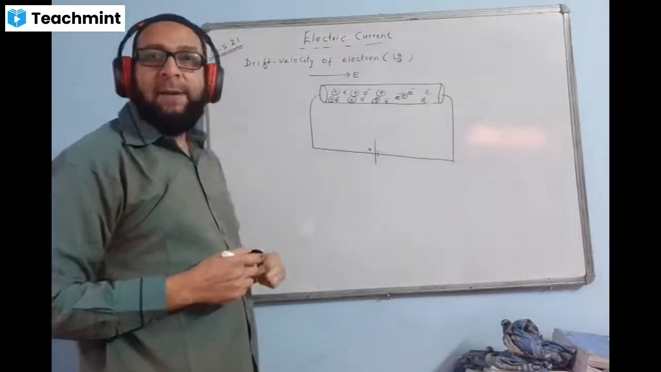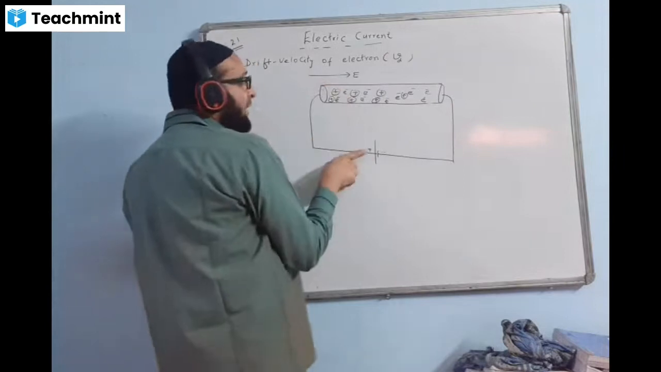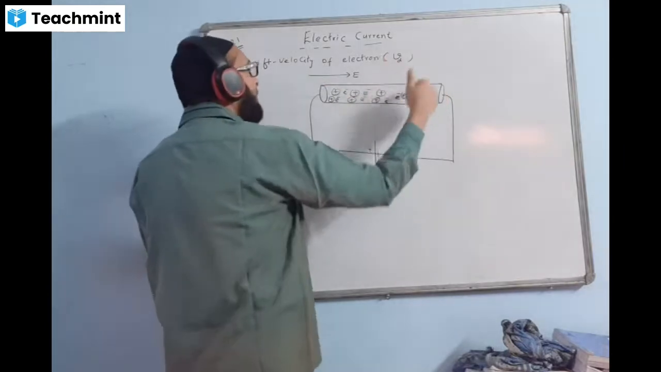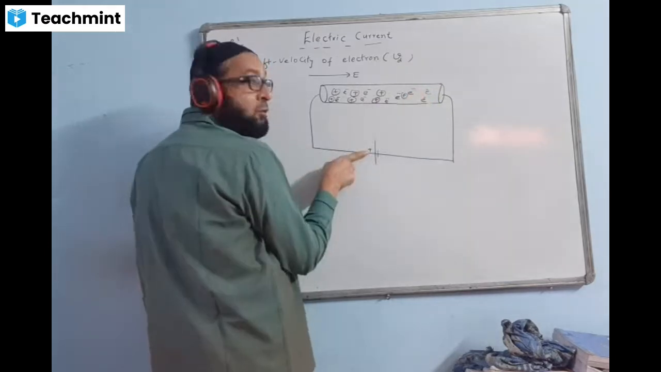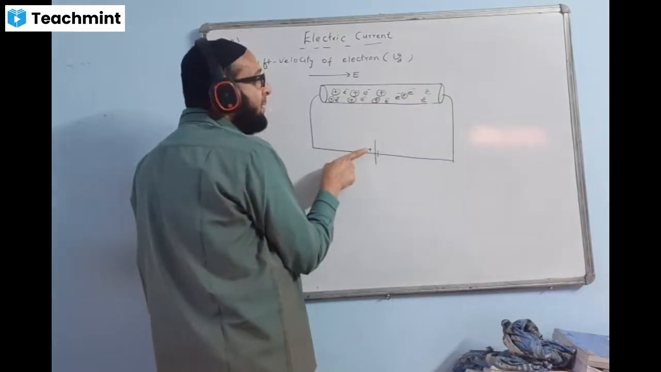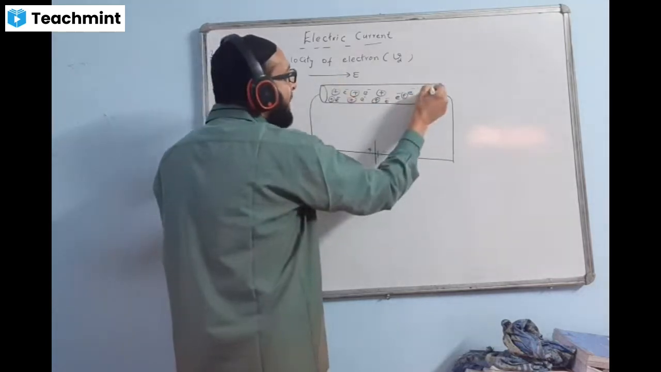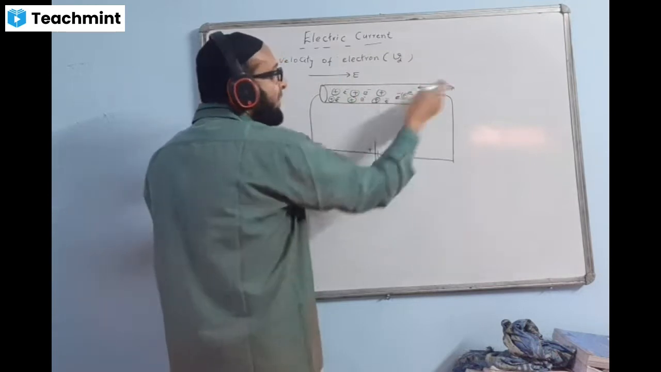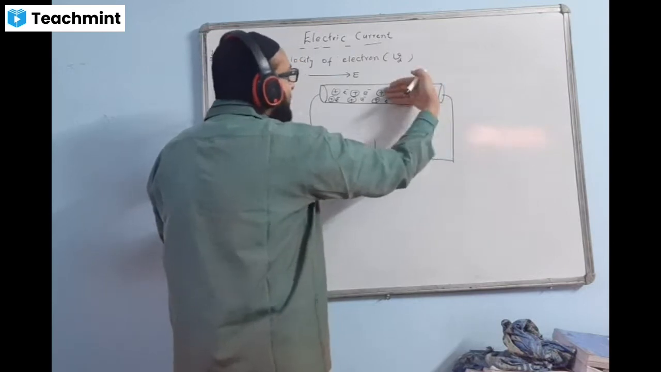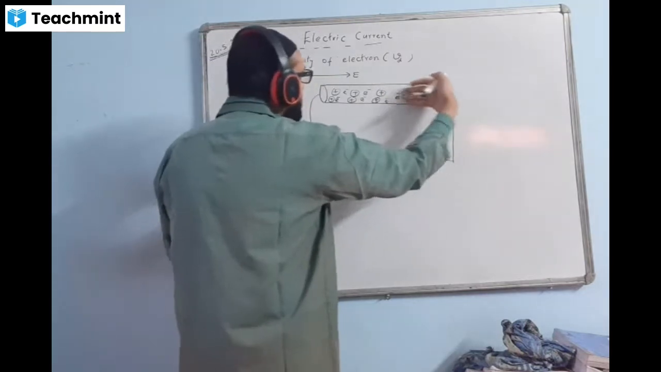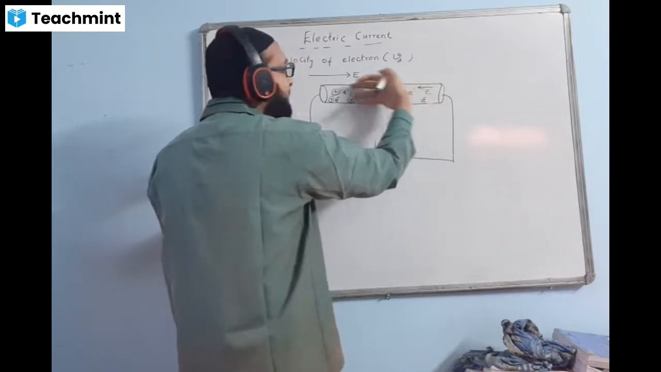But when we apply the electric field, what happens? These electrons will start moving, because the positive terminal will be attracting the electrons in this direction. The electrons will experience a force towards the positive terminal, that means in the direction opposite to the electric field. Electrons will start moving in this direction, but they will collide, bounce back like this. This process will keep going on within the conductor.